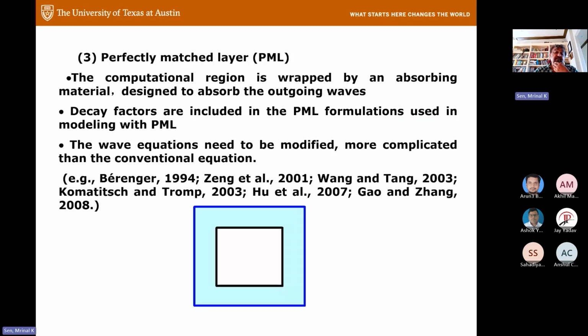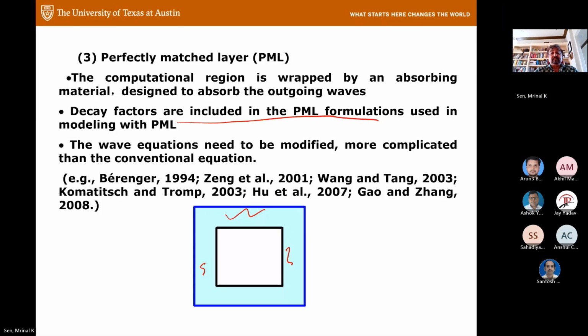And then came something called perfectly matched layers, and this is the most commonly used nowadays. What they're doing here is that they wrap the computational region with some kind of absorbing materials, and they compute decay factors in the PML formulations. And your wave equation needs to be modified. It's actually more complicated, so it adds a little bit to the computation cost, but it actually does work for many of the wave equation problems that people have used it for.